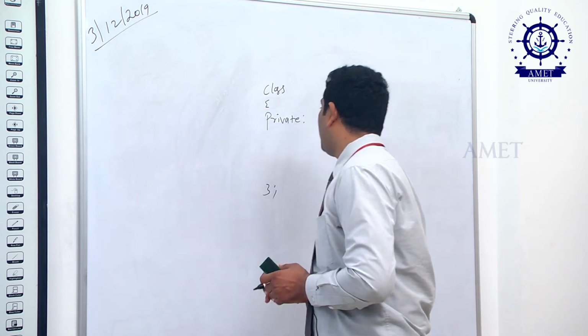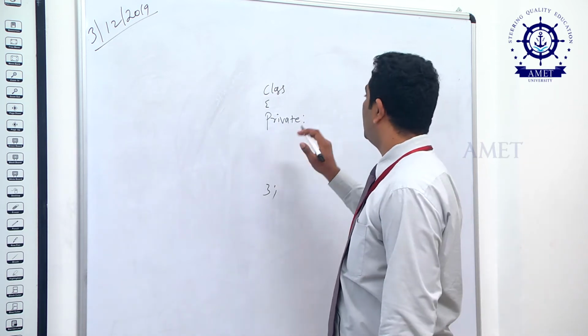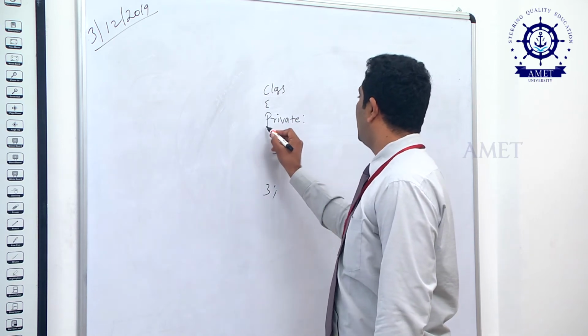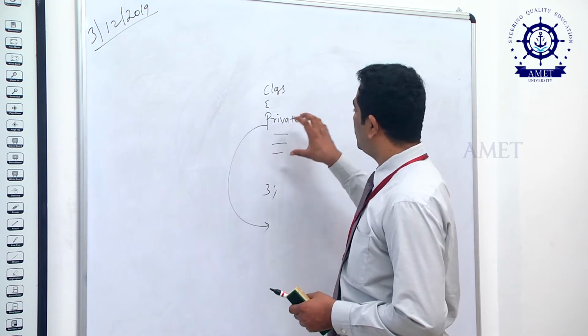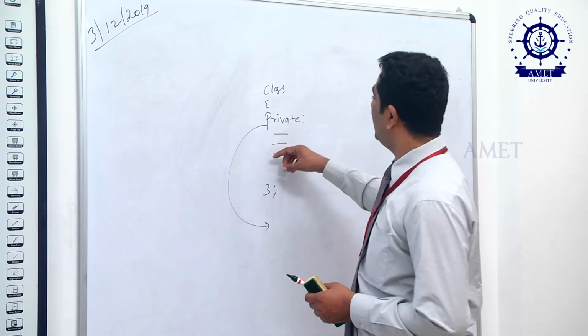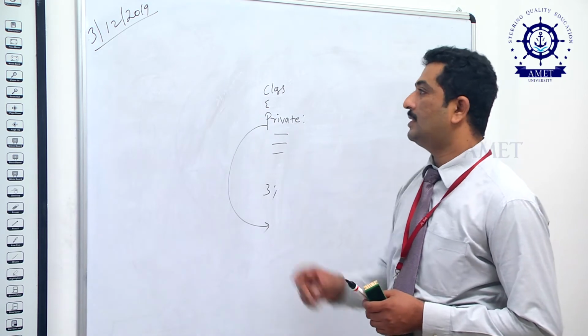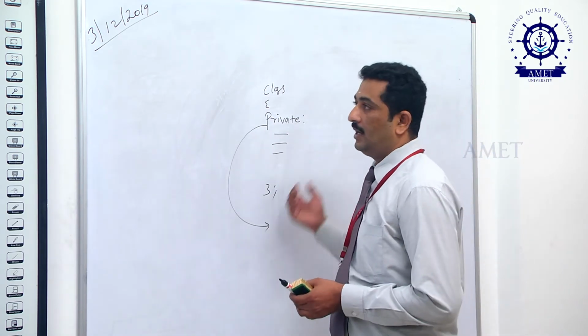Private means the methods and variables declared inside the class cannot be accessed outside. So those data and member functions, those values hidden inside the class, is called data hiding. We will see the next slide.